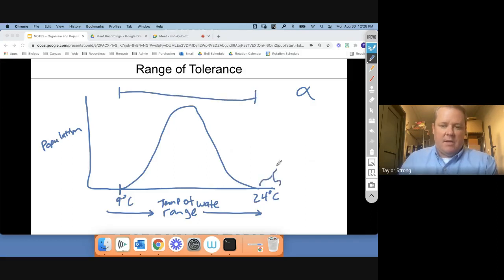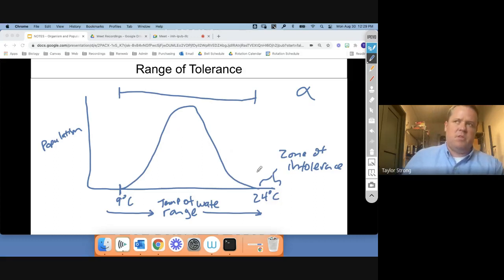Anything outside of that would be the zone of intolerance. If the water gets hotter than that, the trout are going to die. They're not going to be able to lay eggs. They can't reproduce, and the population will decrease rapidly or slowly, depending on how hot the water actually gets.